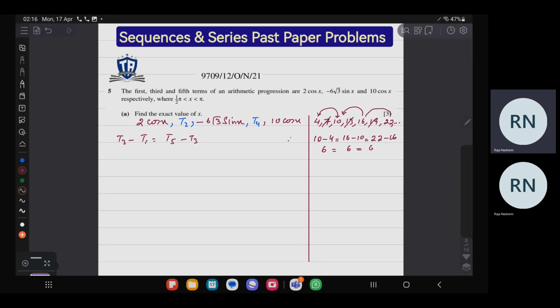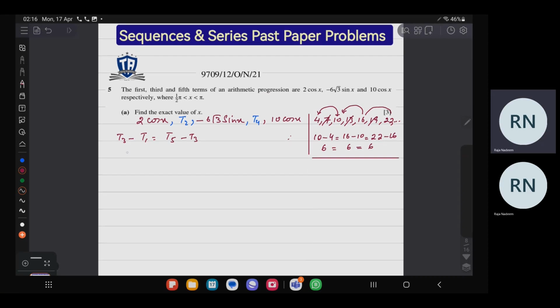Let's solve because we need to find the value of x. The third term, minus 6 under root 3 sine of x, minus the first term, which is 2 cos of x, is equal to the fifth term, 10 cos of x, minus the third term. The third term is negative and we have the minus sign in the step, so it becomes positive 6 under root 3 sine of x. Now simplify these equations. You can see that sine is on both sides, cos on both sides. So when you simplify it, you will get the equation in the form of tan.